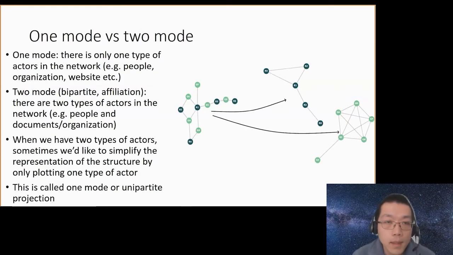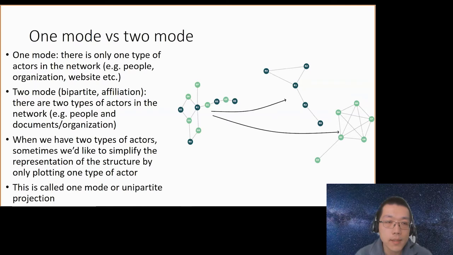Another thing you need to consider is whether you have a one-mode network or a two-mode network. In a one-mode network, there's only one type of actor in the network. Again, it can be people, organizations, or websites, depending on what you're studying. But other times, when you have two types of actors in the network, then we have what is called a two-mode network, or bipartite or affiliation network.